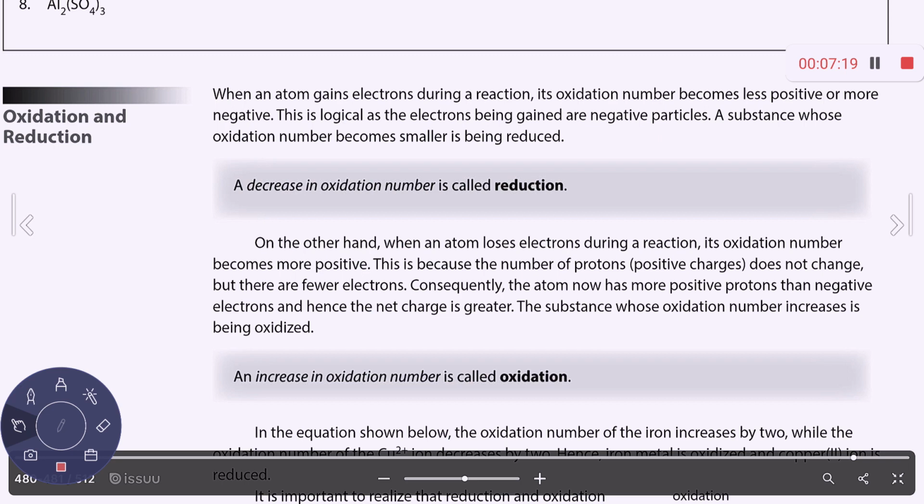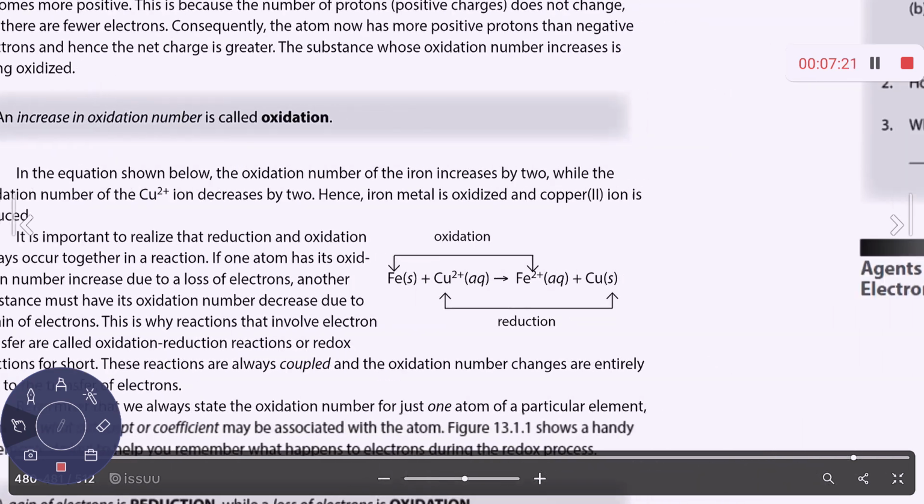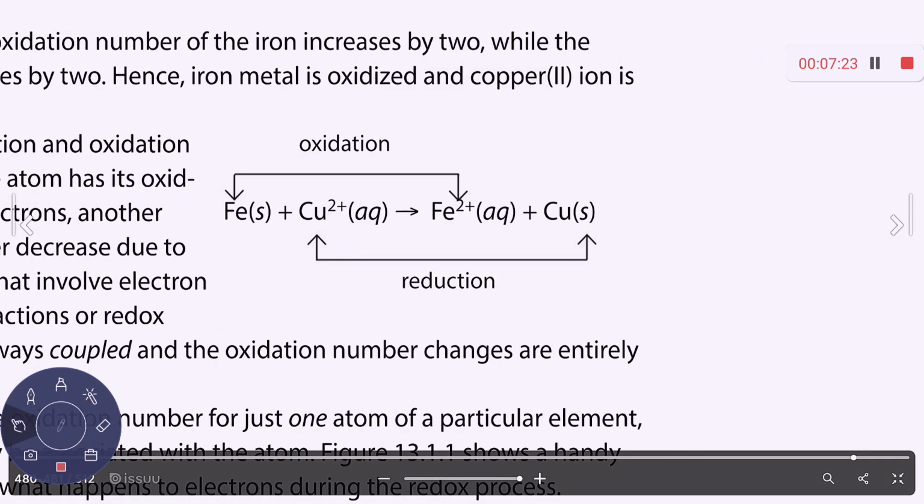Okay, let's come down here. Let's look here. On the left-hand side, this is elemental iron. It has an oxidation number of 0. This is a monoatomic ion. It has a charge of +2. That is its oxidation number. This is also a monoatomic ion, so its oxidation number is +2.